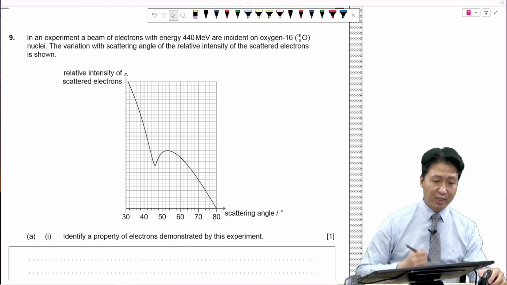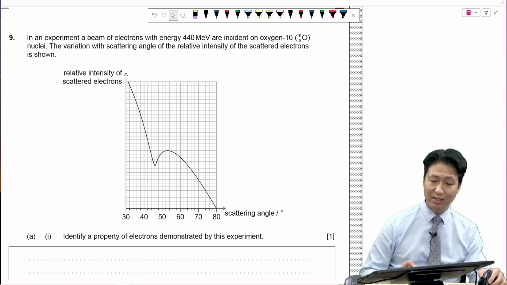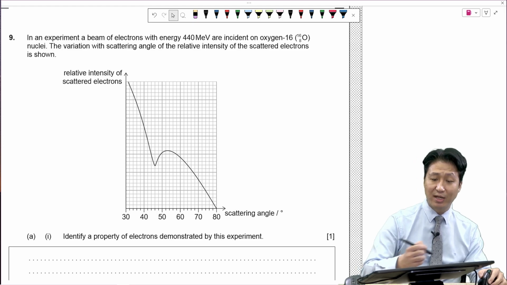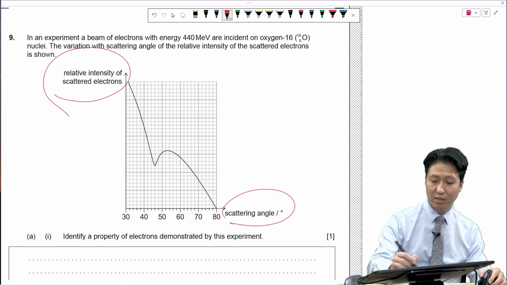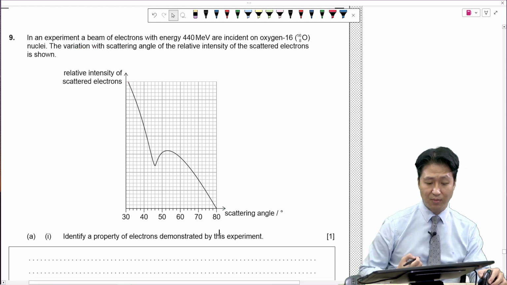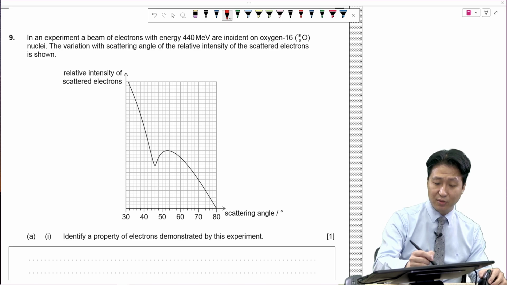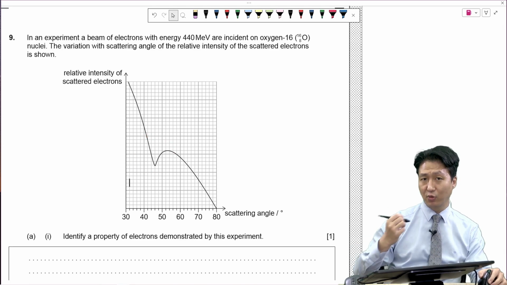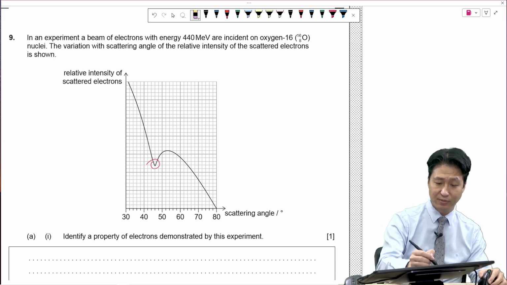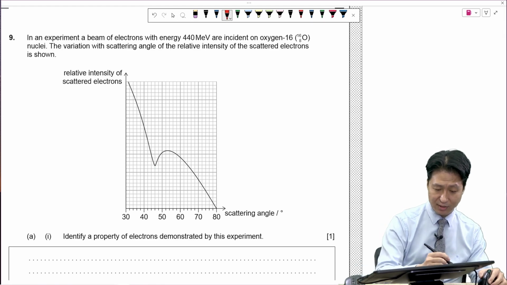Question number 9. In an experiment, a beam of electrons with energy of 440 megaelectronvolts are incident on oxygen-16. The variation with scattering angle of the relative intensity of the scattered electrons is shown. So there's the relative intensity of scattered electrons with angle. Part 1 says identify a property of electrons demonstrated by this experiment. Well, if we look at the graph, there is no reason we can discern that a particle would have this dip here. But if it's a wave, this would be the first minimum. So you're actually seeing the wave properties of the electron.